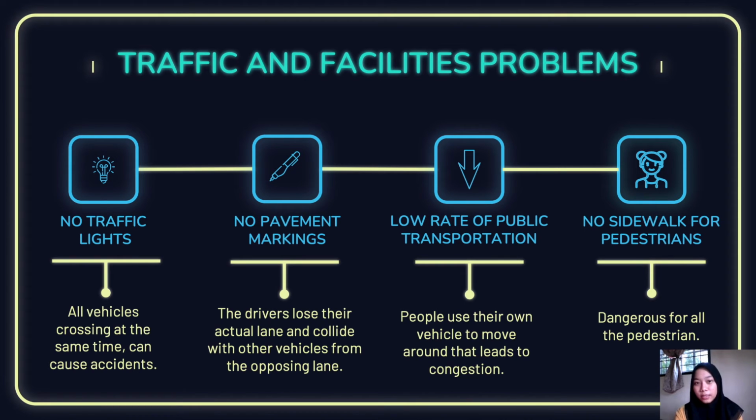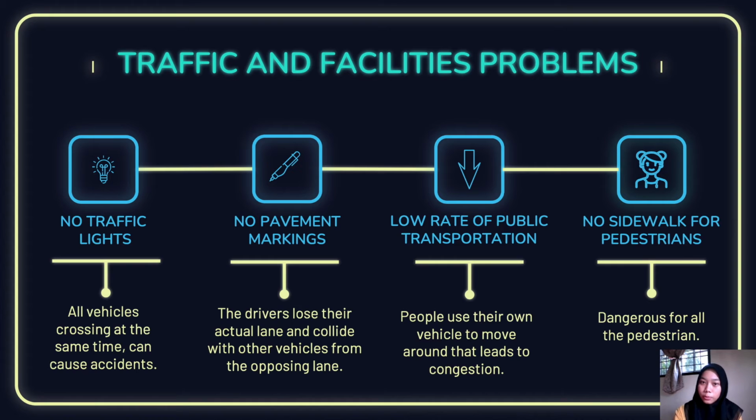The first one is there is no traffic light available at the intersection. This junction is a midpoint of 5 different crossroads and all vehicles are coming from different directions. Since there is no traffic light, all the vehicles just cross the road at the same time. The second problem is there is no proper pavement marking. It will lead to drivers losing their actual lane and might collide with other vehicles from the opposite directions.